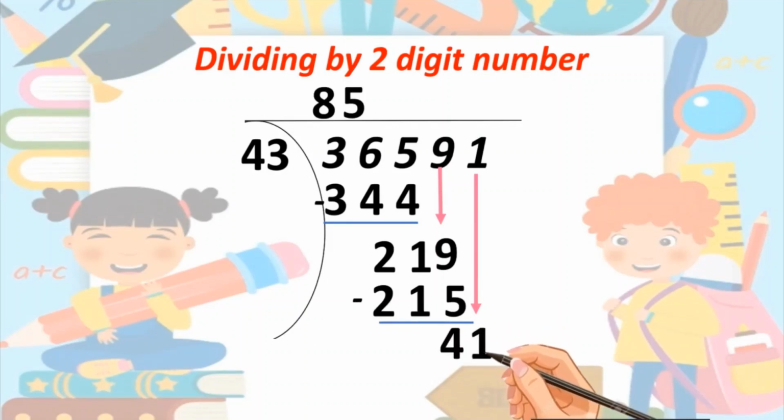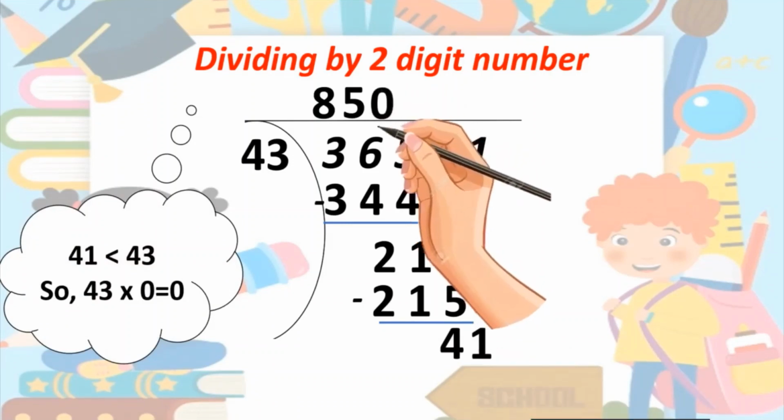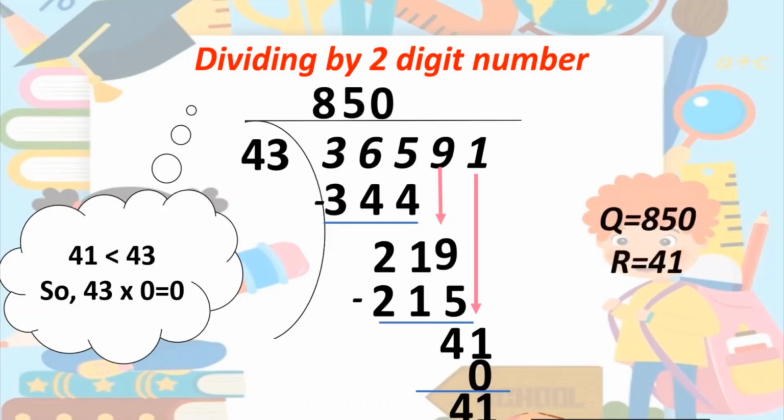So again we bring down the next digit, that is 1, and write it as 41. Now look children, 41 is less than 43. So we multiply 43 by 0 to get 0. So we write 43 zeros are 0, and then we subtract and get the remainder as 41. So here the quotient we get is 850 and the remainder is 41.